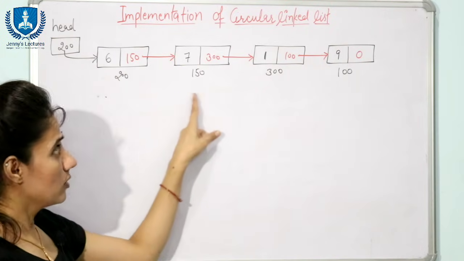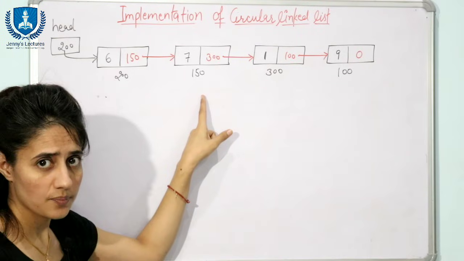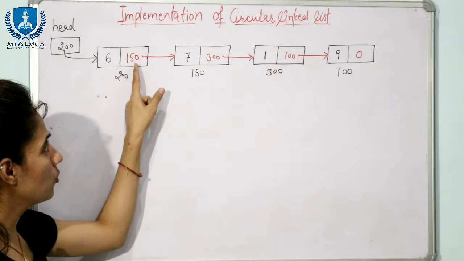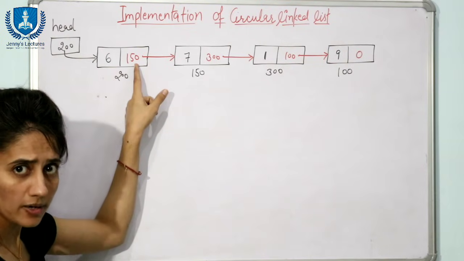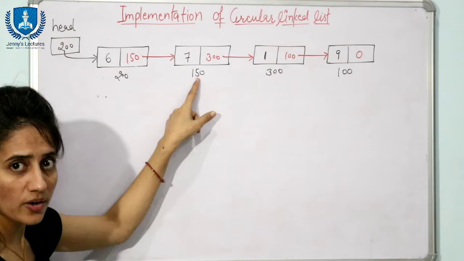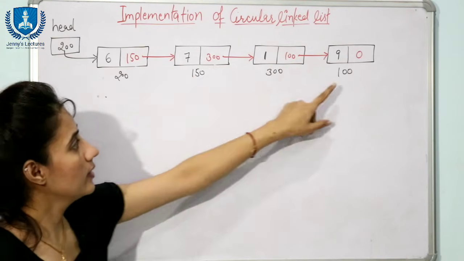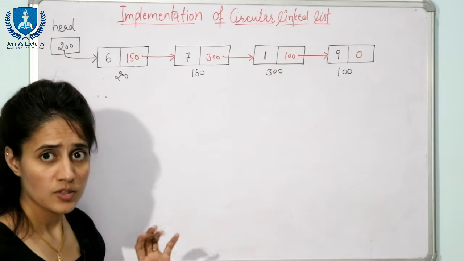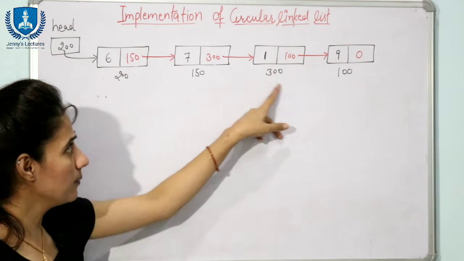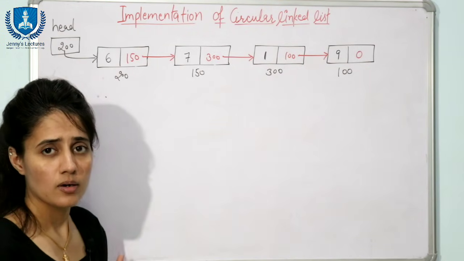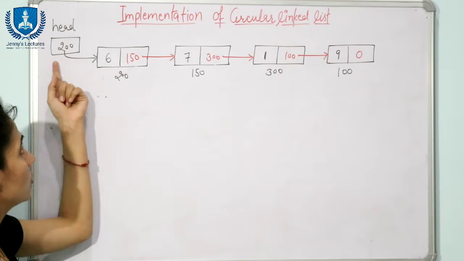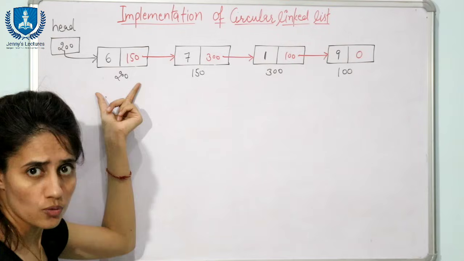Now first of all, what is a circular linked list? This is a singly linked list having 4 nodes. Each node has 2 parts, one is the data part and one is the address part, and this pointer contains the address of the next node, that is, the address of the next node is 150. Here 300, here 100. It's not compulsory that the addresses would be in ascending or descending order. Any random location can be dynamically allocated to these nodes. And we have a head pointer, which contains the address of the first node.